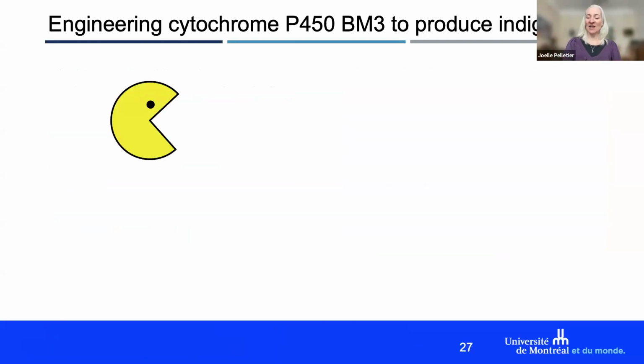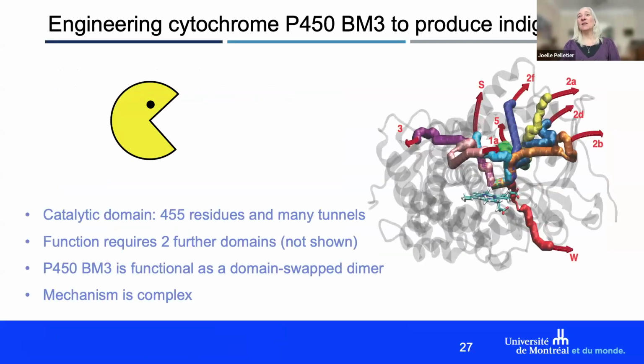So this should be easy because enzymes are pretty easy to engineer. Well, not really. So cytochrome P450 BM3, here I'm illustrating the catalytic domain. It holds over 400 amino acids, and illustrated are the tunnels that lead to the active site. The active site is illustrated here by the heme molecule. So the activity happens just above this heme molecule, and all the tunnels are leading in to the active site. Now, this is actually not all, because this is one of the 3 domains. Function requires 2 further domains that are not shown.